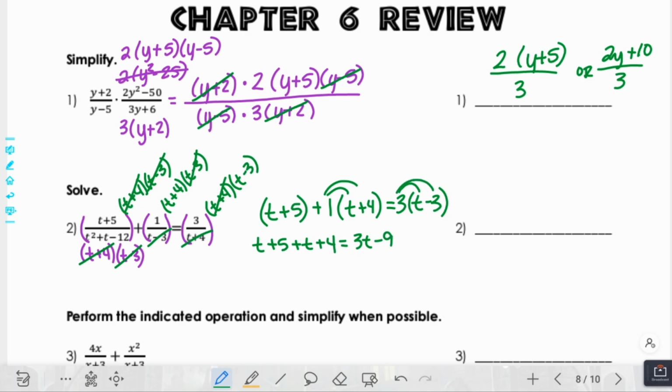Go ahead and simplify. 2t plus 9 equals 3t minus 9. Subtract 2t and you have 9 equals t minus 9. Add your 9, 18 equals t. So over here, when we solve, t equals 18.